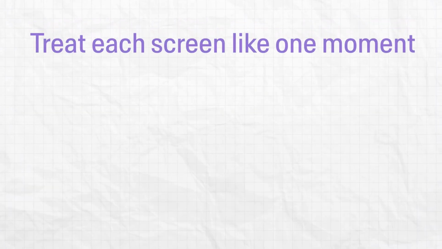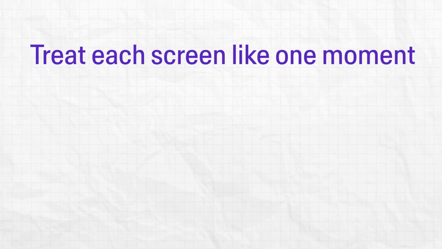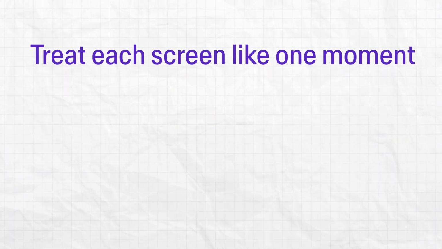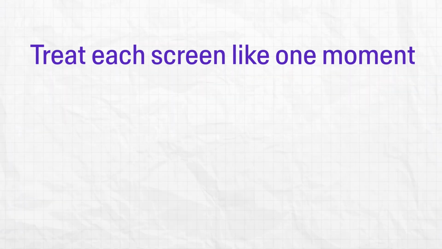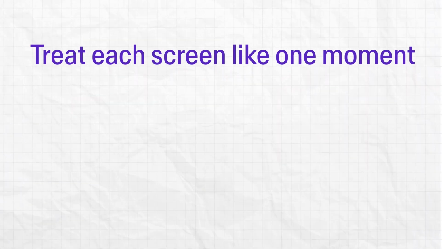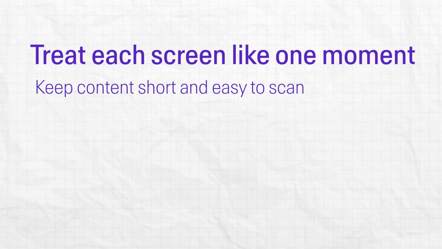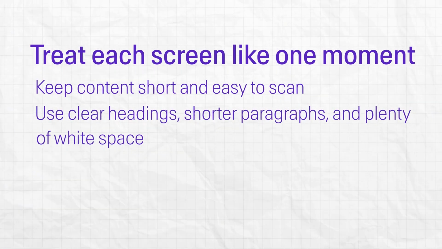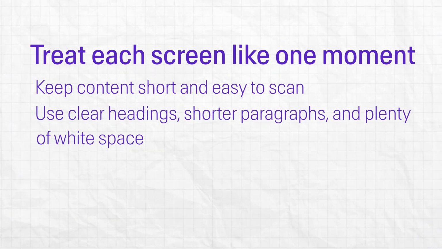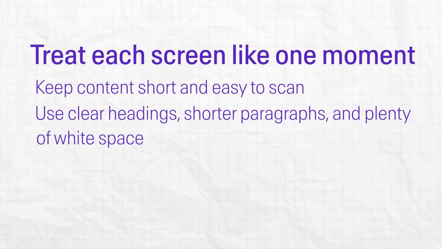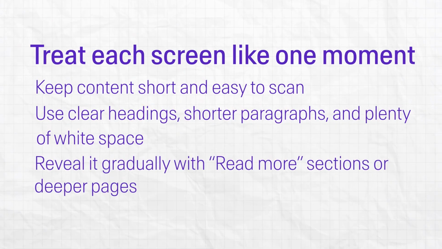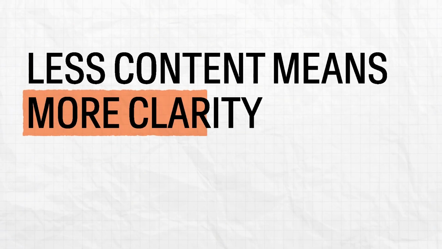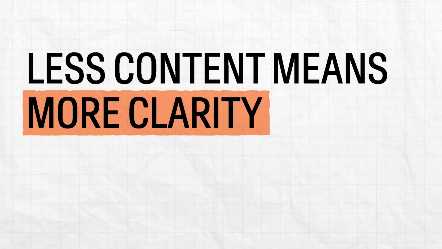Instead, treat screen like one moment in a conversation. What's the one thing you want users to understand or do here? Start there. Keep content short and easy to scan. Use clear headings, shorter paragraphs, and plenty of white space so the eye can rest. If there's more to say, reveal it gradually with read more sections or deeper pages. Less content doesn't mean less value. It usually means more clarity.